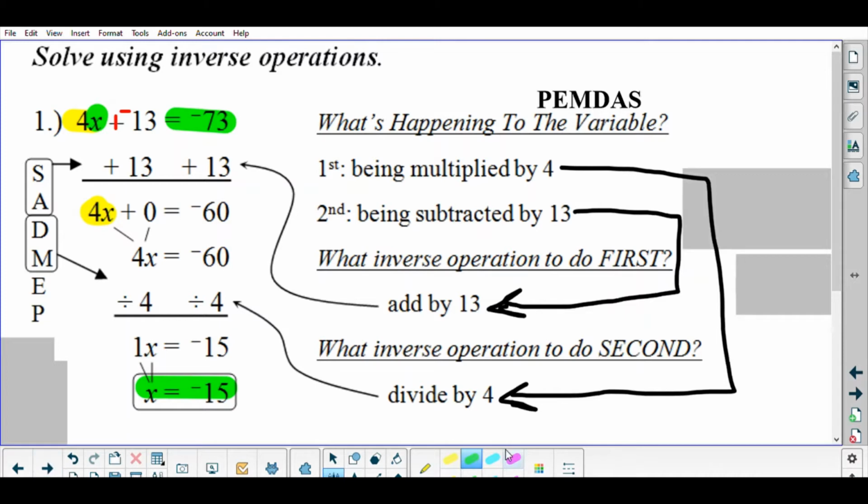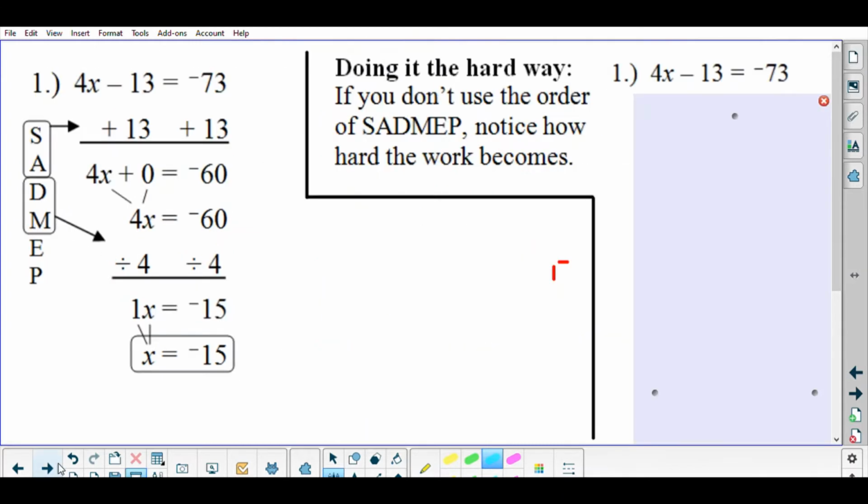And as I was trying to explain, inverse operations are done in the inverse order. Notice, instead of PEMDAS, it's SADMAP, meaning the first part was the subtracting or addition. The last inverse was the dividing or multiplying. That's what I mean by the order of SADMAP. And don't take my word for it that that's going to be the easy way.